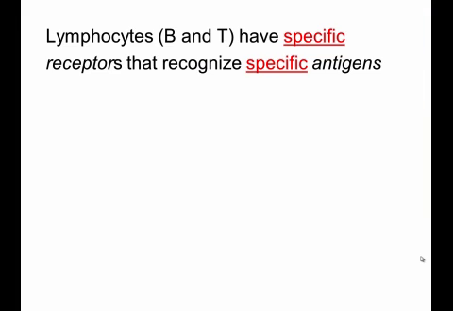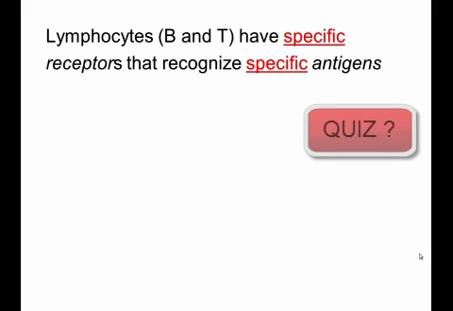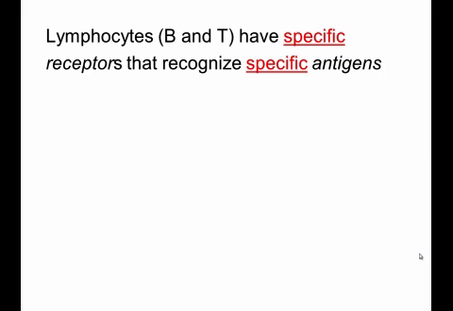The two types of cells that are involved in acquired specific immunity are lymphocytes, B lymphocytes and T lymphocytes, and both of these have specific protein receptors in their own plasma membrane, and these recognize and bind to only specific antigens.